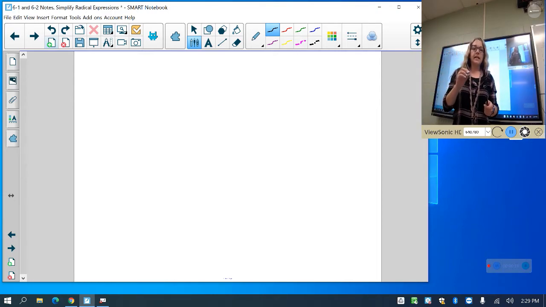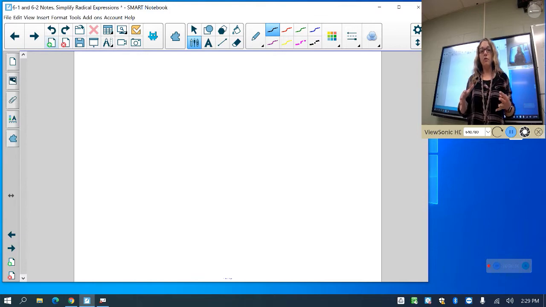What you need to understand is that a radical is the opposite of a squared or cubed. For example, x squared, the opposite of squared is the square root. The opposite of cubed is the cube root. Just like we have the opposite of division is multiplication, the opposite of addition is subtraction. We have all of those things. We need to understand the opposite of squared is square root. The opposite of cubed is cube root.